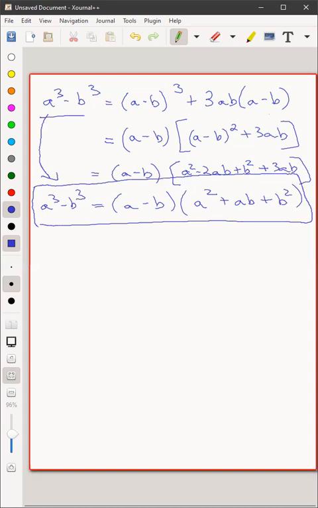So we already know the first identity with A cube minus B cube, which is A minus B the whole thing cube, plus 3ab into a minus b, right? From this, we can also derive a cube minus b cube is also equal to a minus b into a square plus ab plus b square. Any doubts, anyone in this question, in this identity?